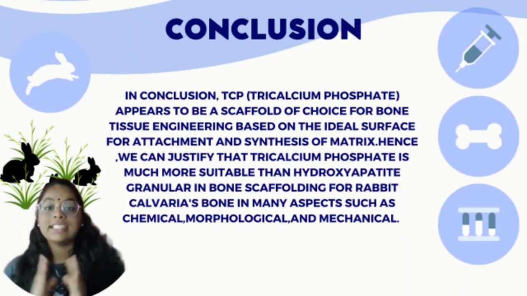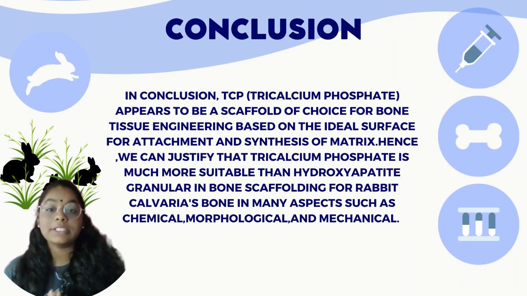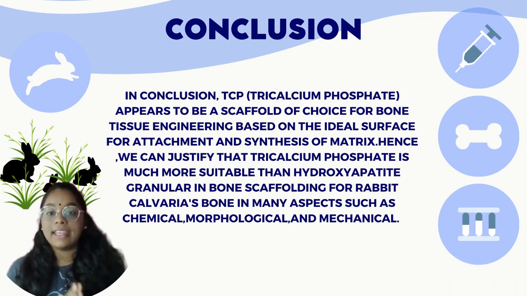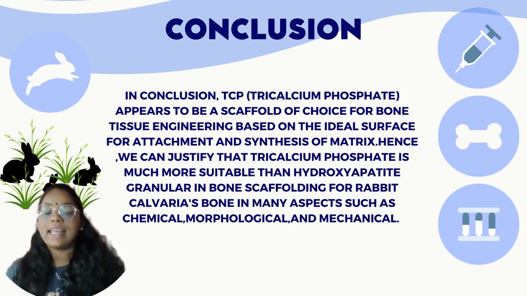In conclusion, TCP, tricalcium phosphate, appears to be a scaffold of choice for bone tissue engineering based on the ideal surface for attachment and synthesis of matrix. Hence, we can justify that tricalcium phosphate is much more suitable than hydroxyapatite granules in bone scaffolding for rabbit calvaria bone in many aspects such as chemical, morphological, and mechanical.